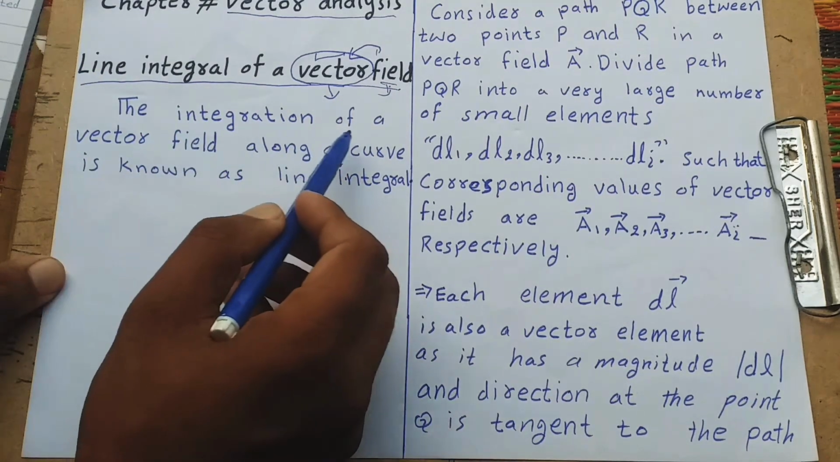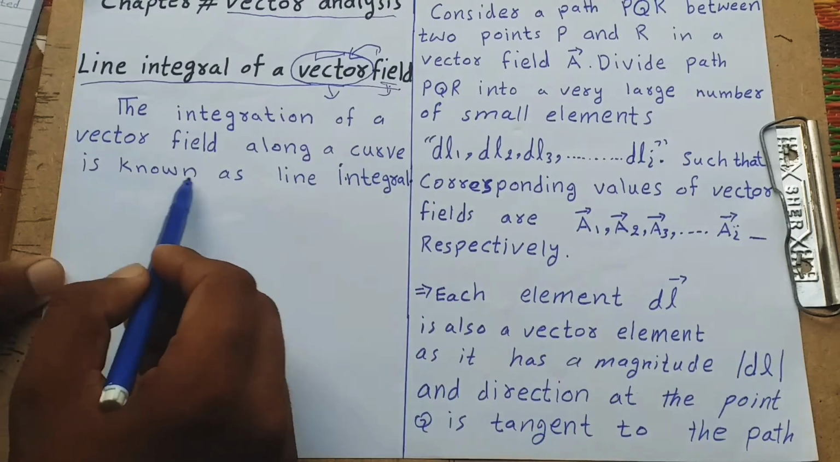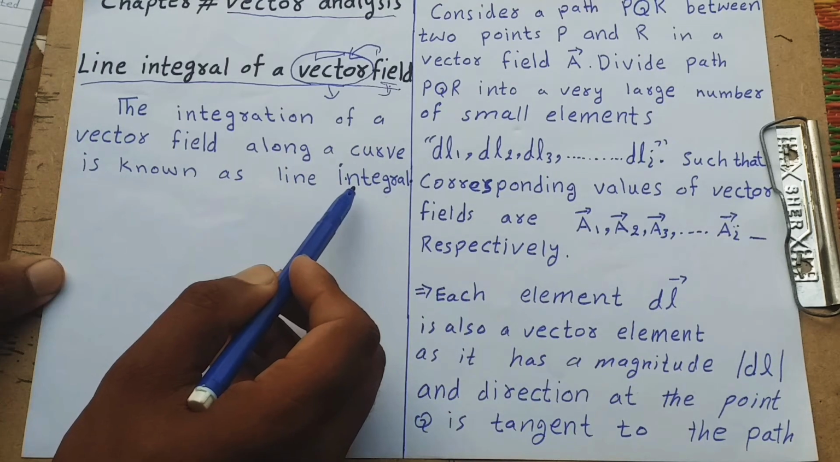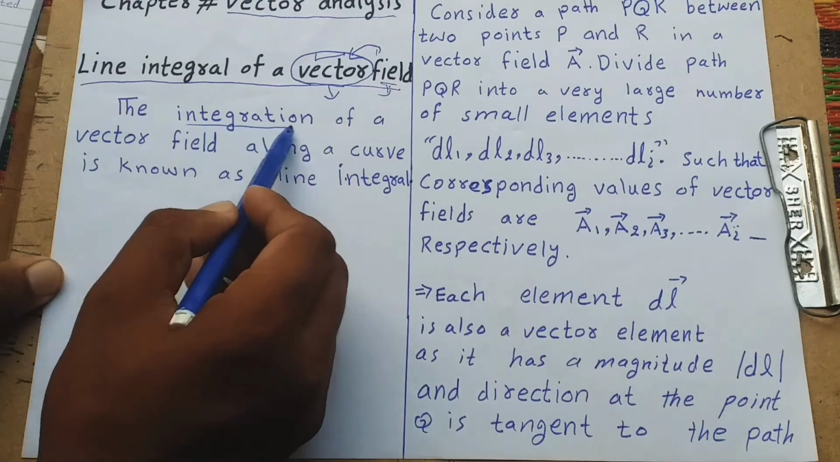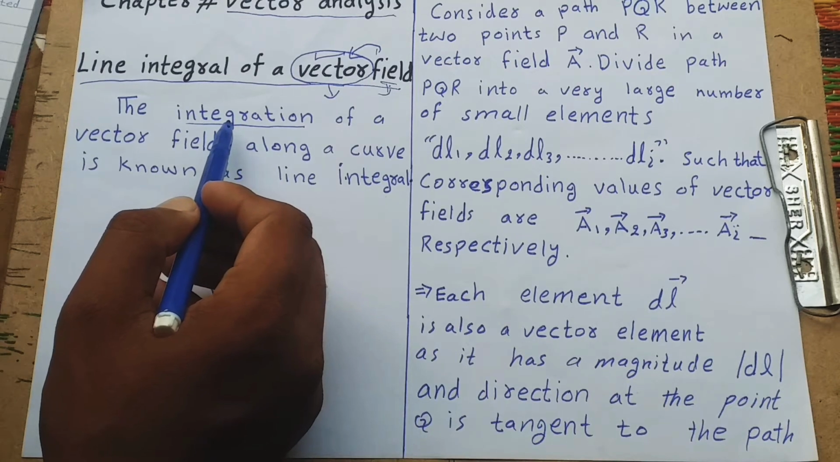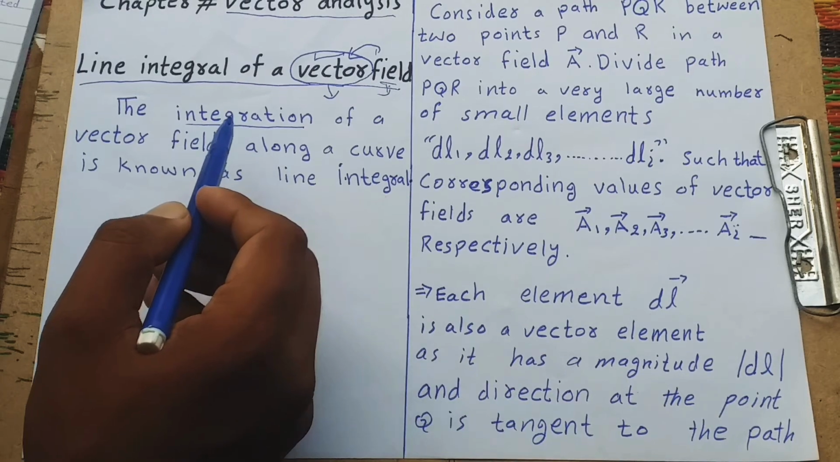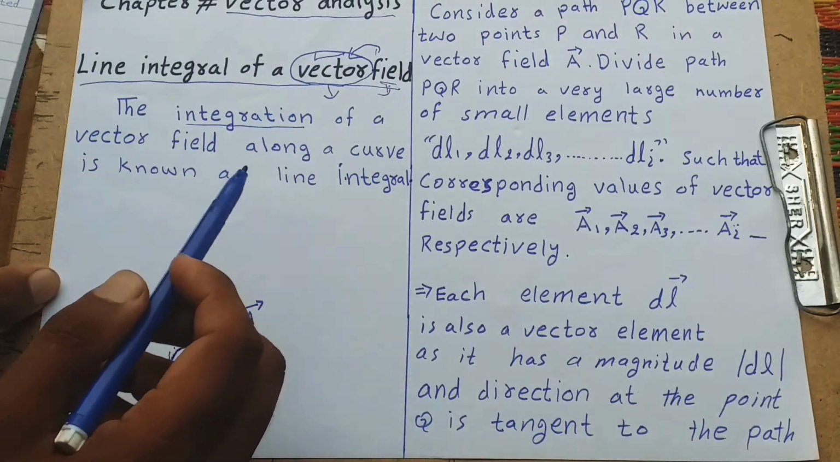The integration of a vector field along a curve is known as a line integral. What is integration? Integration means the reverse process of differentiation. But here we define the vector field.